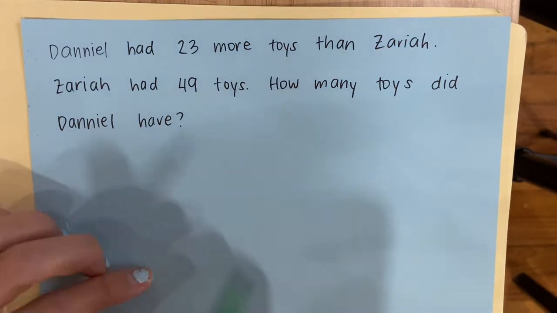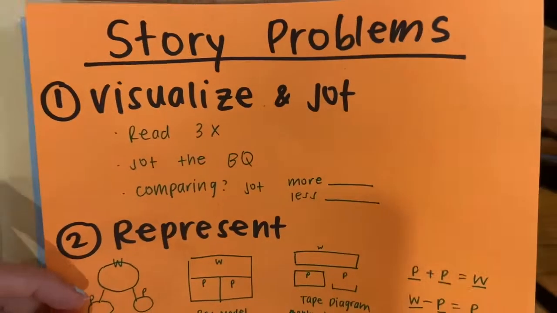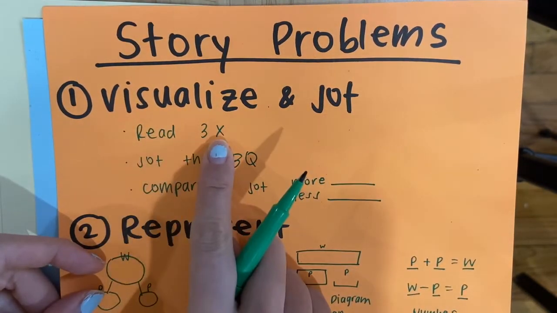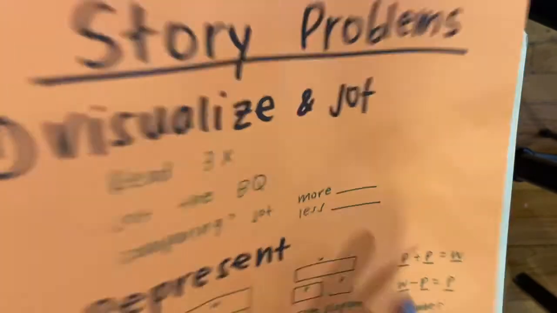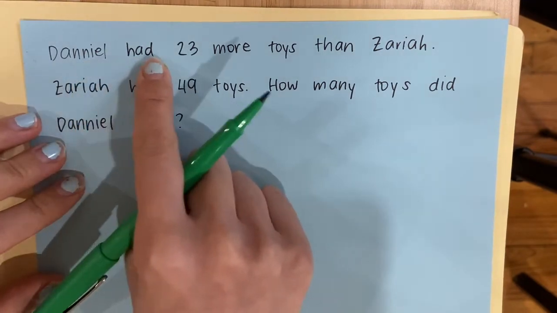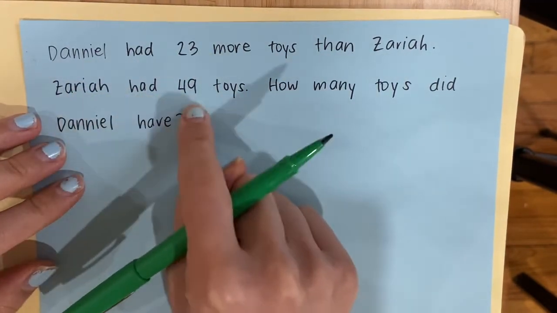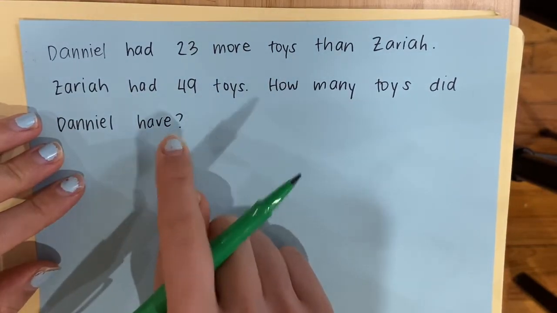Okie dokie. Here's the story problem today. Let me think. What is my first step again? Oh yeah, it's to visualize and jot. That means I have to read the question 3 times, jot the big question, and if I'm comparing, jot more and less. Okay, let me see. Daniel had 23 more toys than Zariah. Zariah had 49 toys. How many toys did Daniel have?